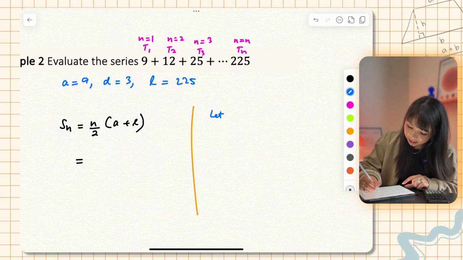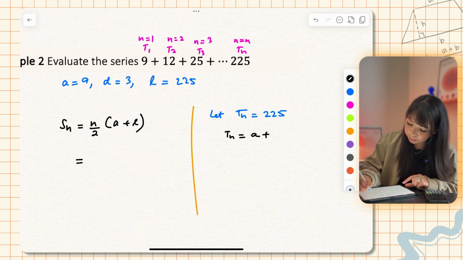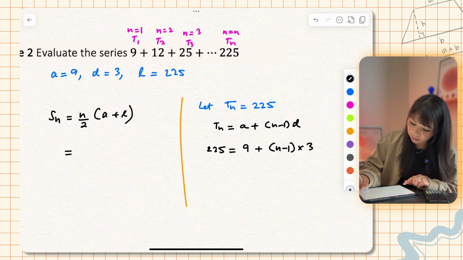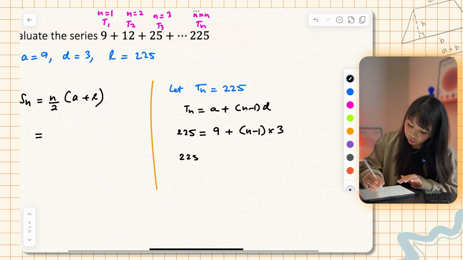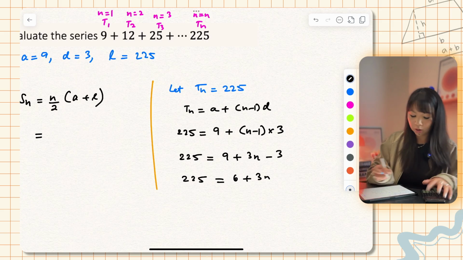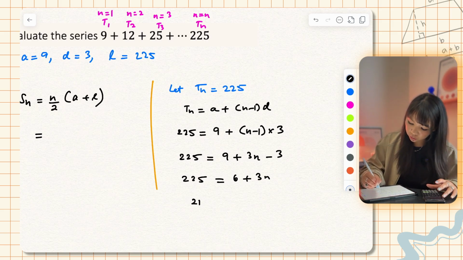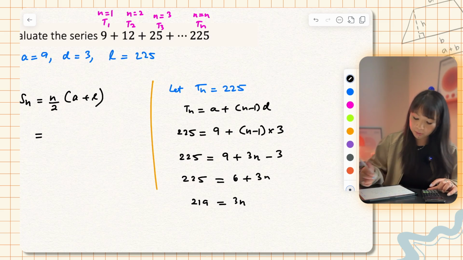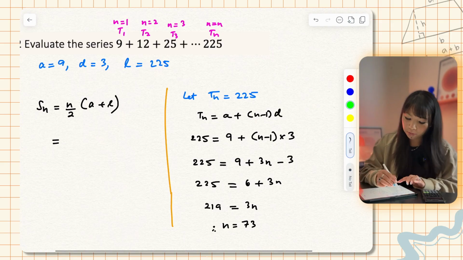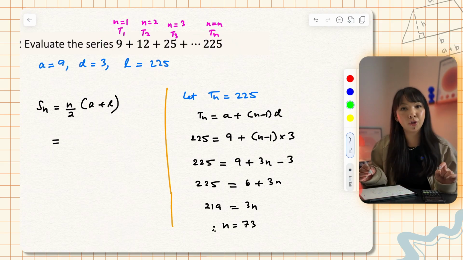All right, so let's go ahead. I'm going to let Tn equal 225. The Tn formula is a plus (n minus 1)d. So we get 225 equals a, which is 9, plus (n minus 1) times 3, where n is your unknown. So you get 225 equals 9 plus 3n minus 3. 225 equals 6 plus 3n. 225 minus 6 equals 219 equals 3n. Divided by 3, you get n equals 73. Okay, so that means from this term to this term, there are 73 terms in total.